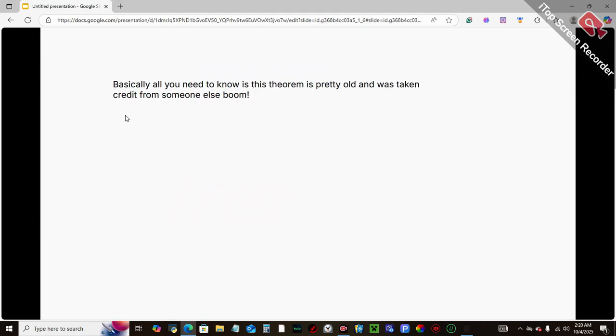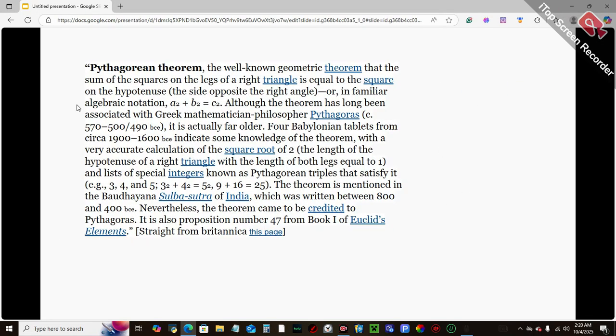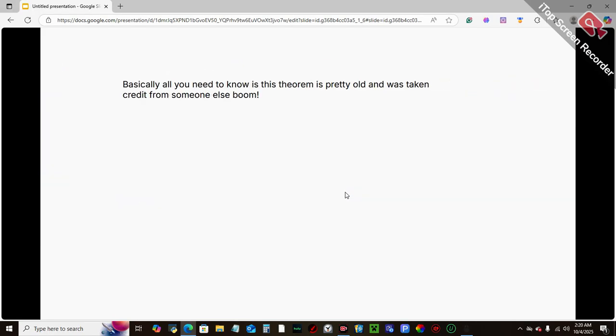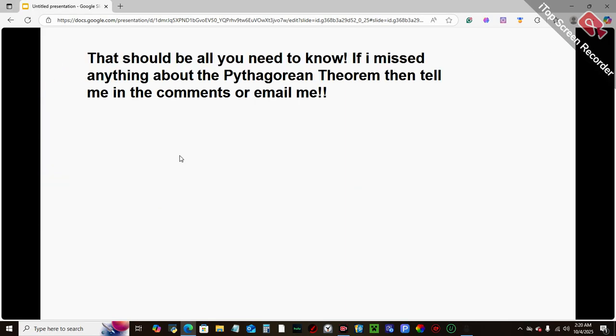Anyway, basically all you need to know is this theorem is pretty old and was taken credit from someone else. Boom. I'm pretty sure this part is true. Anyway, alright. That should be all you need to know.